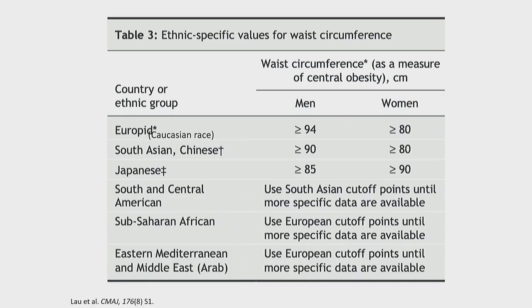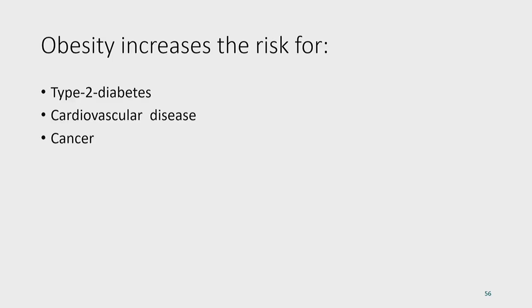And this just shows you how the cutoffs for the waist circumferences differ among different ethnic groups. So something to keep in mind. Obesity increases the risk for type 2 diabetes, cardiovascular disease, and cancer. So we'll talk about that now.